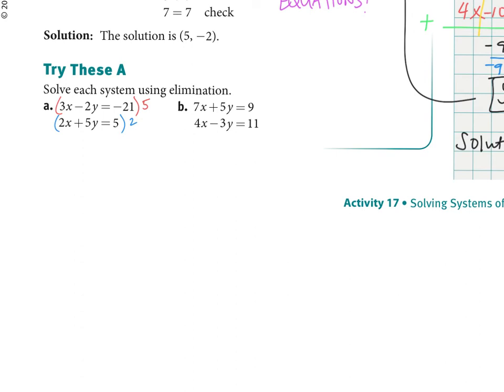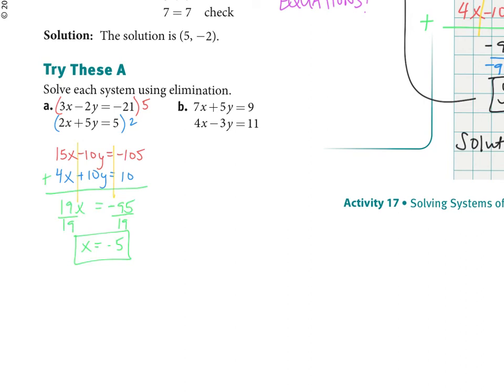So let's go ahead and rewrite our equations. So that way we have 15x minus 10y equals 5 times a negative 21 is a negative 105. And then let's go ahead and rewrite the second one. So it's going to be 4x plus 10y equals 10. All right, I want you to pause the video right here, and I want you to see if you can add these two equations together and figure out how to solve for one of the variables.